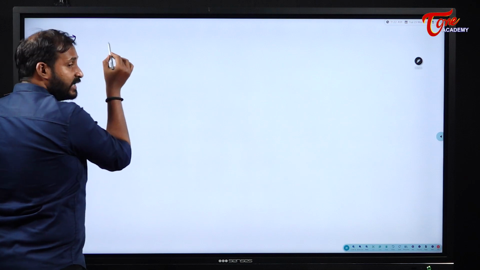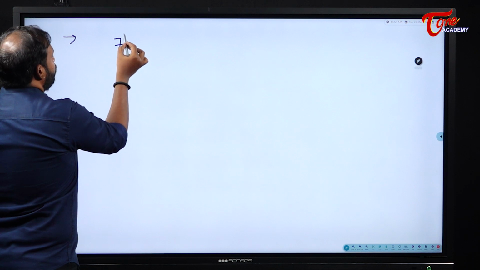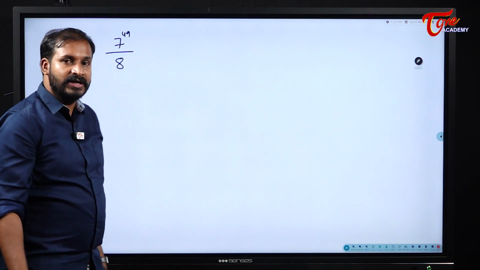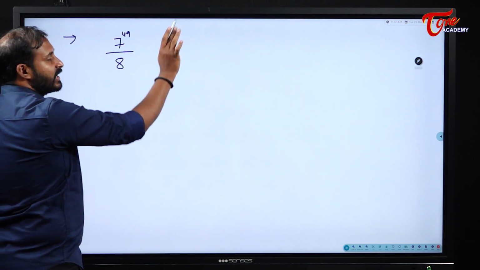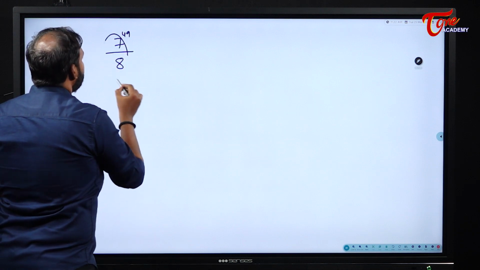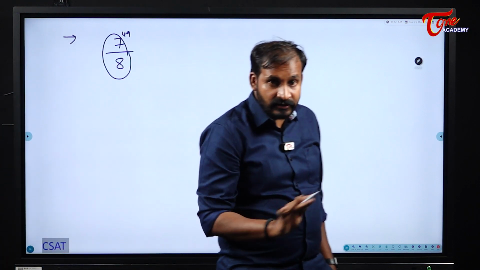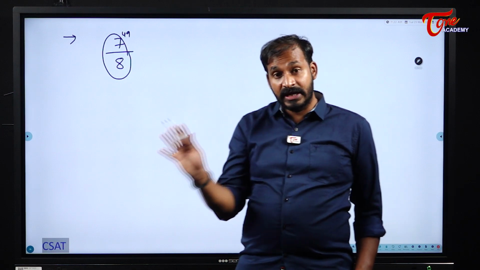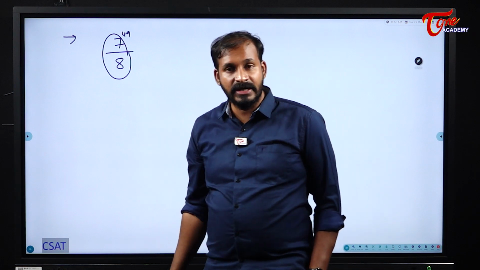See here, if I want to find the remainder for 7 to the power of 49 by 8, what is the remainder when 7 to the power of 49 is divided by 8? For time being, forget about the power 49. No need to worry. Simply write the remainder between 7 and 8. What is the remainder for 7 by 8? If you don't know the negative remainders concept, you will say the answer is 7. But now you know the negative remainders concept, right?